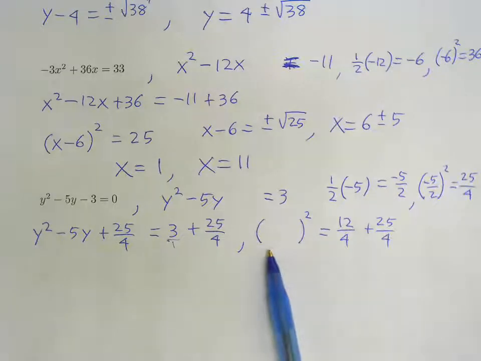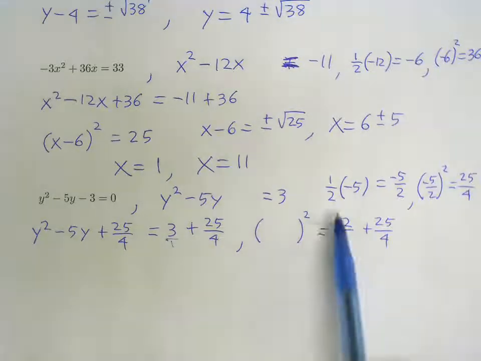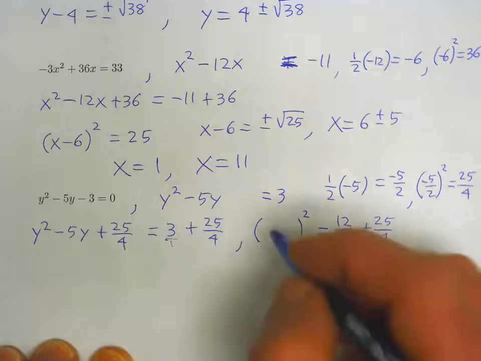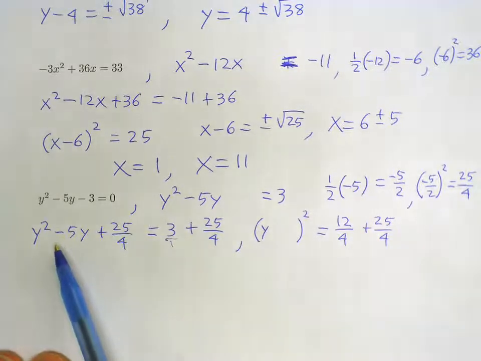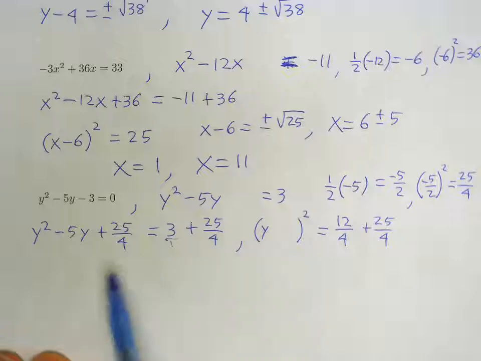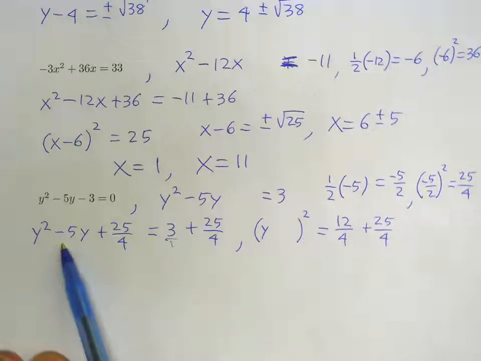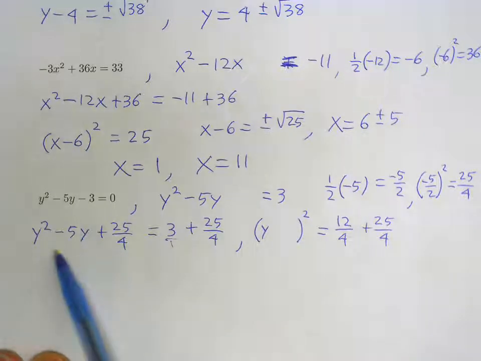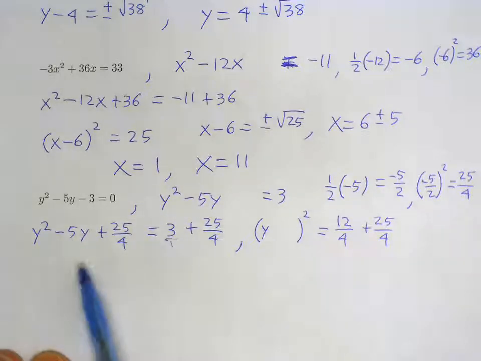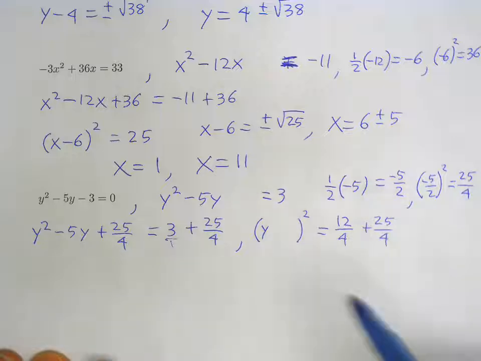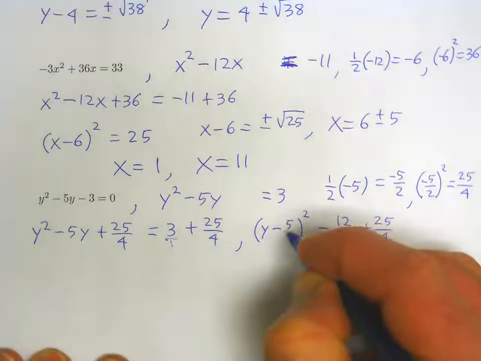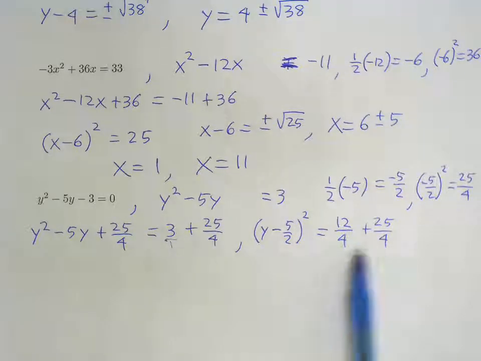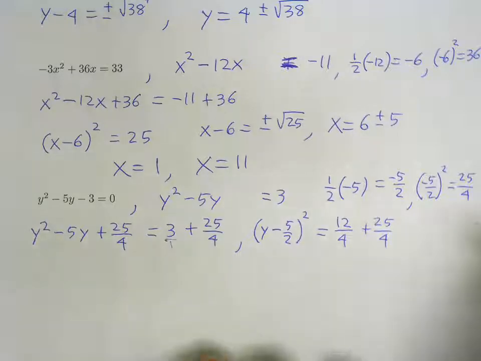And then on the inside of the parentheses, in other words, the binomial squared, well, the binomial has to have a term y in it. And we also know that it has to be minus something. Okay, so the number that goes inside the parentheses is the same that we got when we took 1/2 of negative 5. 1/2 of negative 5 is negative 5/2, so that means we're going to write minus 5/2. So y minus 5/2 squared equals 12 over 4 plus 25 over 4.